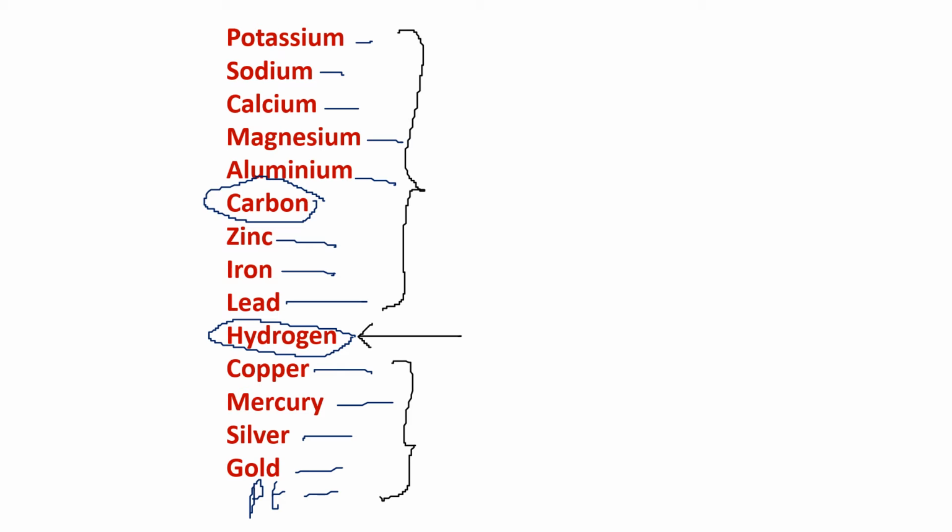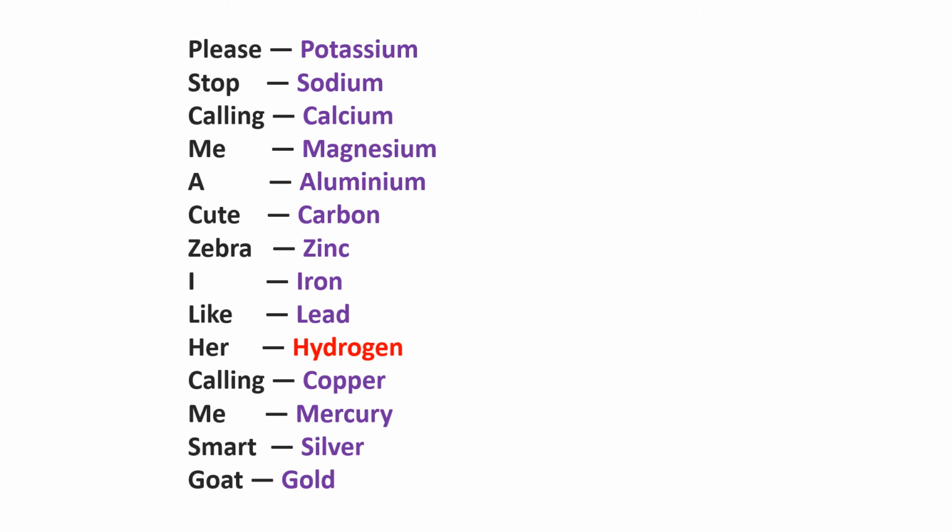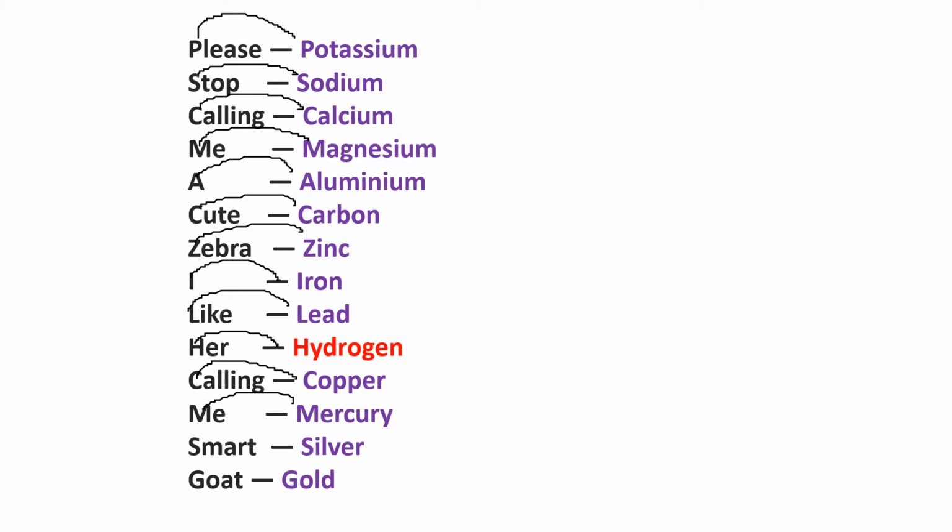So how to remember these metals? Please stop calling me a cute zebra. I like her calling me smart goat. What does it mean? P means potassium, S means sodium, C means calcium, M means magnesium, A means aluminium, C means carbon, Z means zinc, I means iron, L means lead, H means hydrogen, C means copper, M means mercury, S means silver, G means gold, and finally the least active metal, that is platinum. So you have to remember like this.